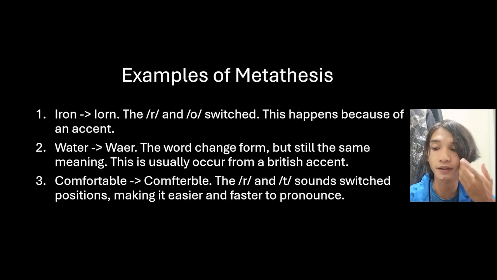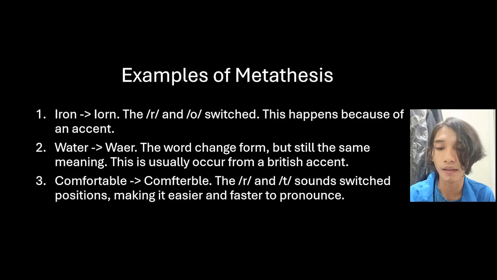Then we go to three examples of metathesis. Iron to "ion". The R and O switch. This happened because of an accent. Water to "warter". The word changes form but still has the same meaning. This usually occurs from a British accent. And the last is comfortable to "comfterble". The R and T sounds switch positions, making it easier and faster to pronounce.